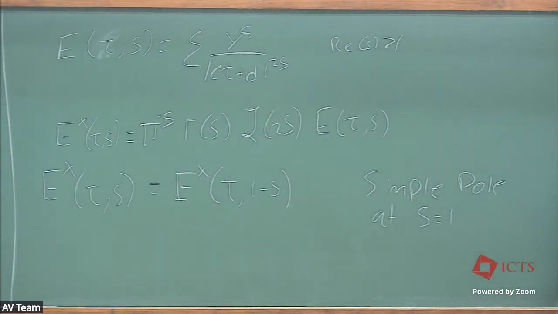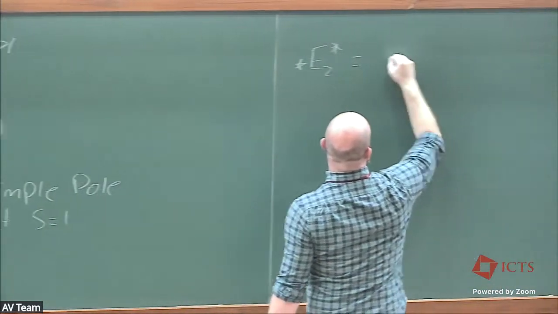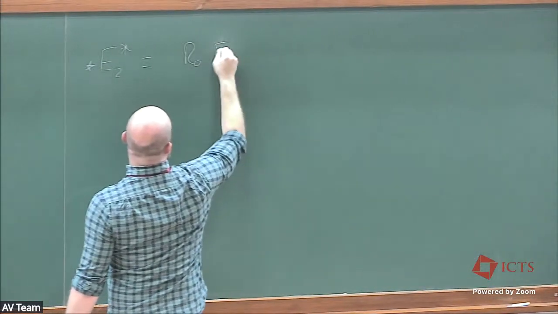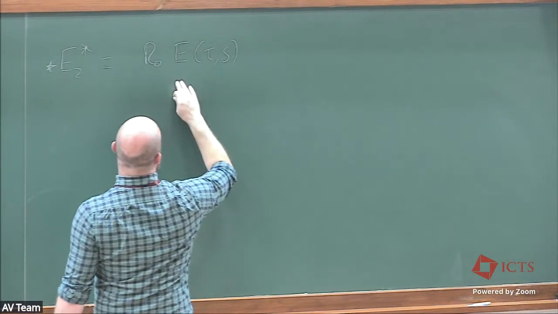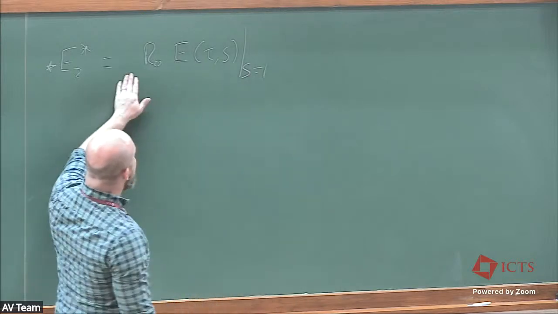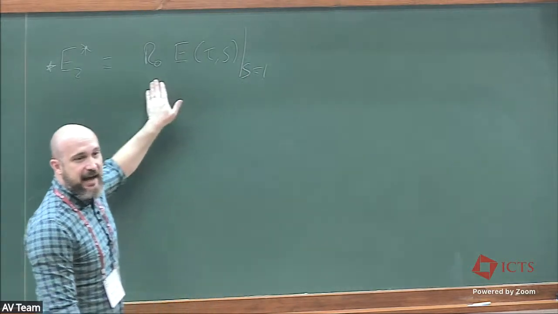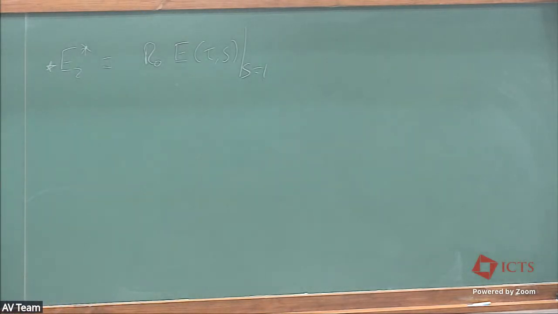So it turns out that some multiple of E2 star is equal to the raising operator of our E of tau s, and then we evaluate at s equals 1. Okay, but I have to do the evaluation after the derivative because this derivative is going to kill the term that has this pole. Okay, so that'll get us E2 star.